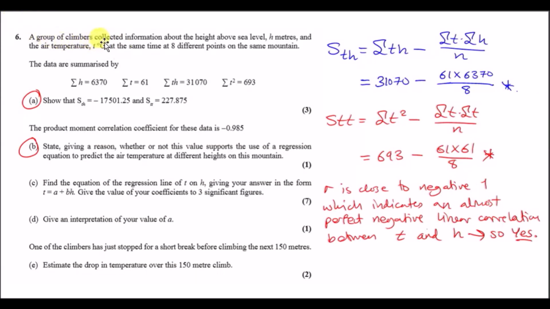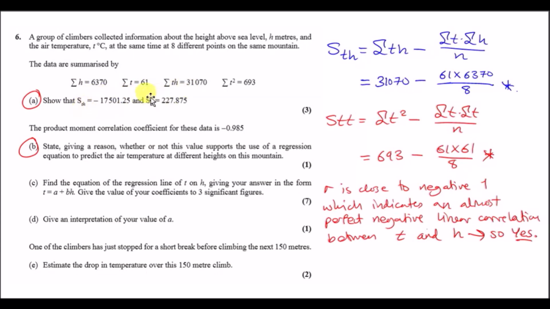A group of climbers collected information about the height above sea level, h meters, and the air temperature T degrees Celsius at the same time at 8 different points on the same mountain. It said 8 different points, so straight away the n value, the sample size, is 8. Now the data are summarized below. The sum of the heights was this, the sum of the temperature was that, and then you have the sum of TH and T squared. They also want us in part A to show that STH and STT are given as shown.